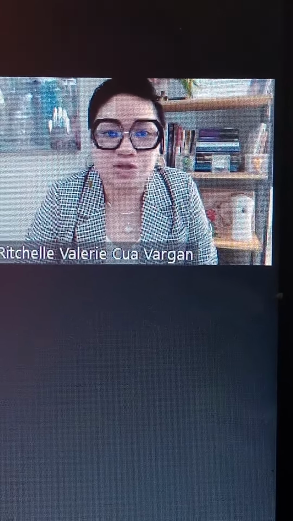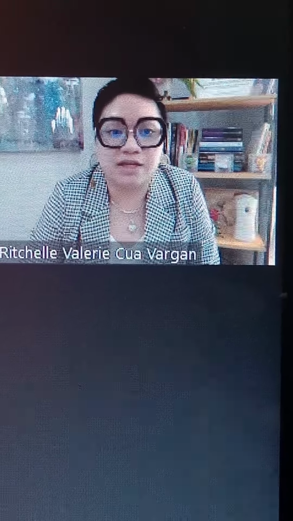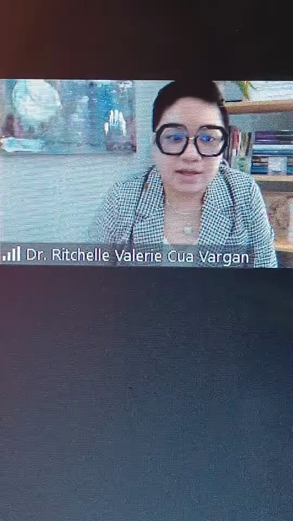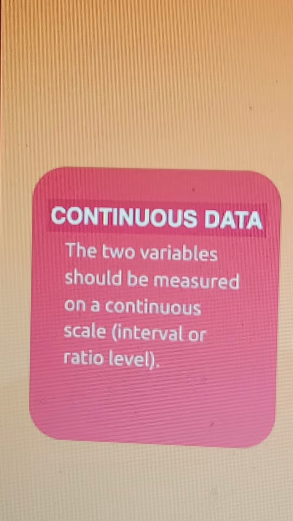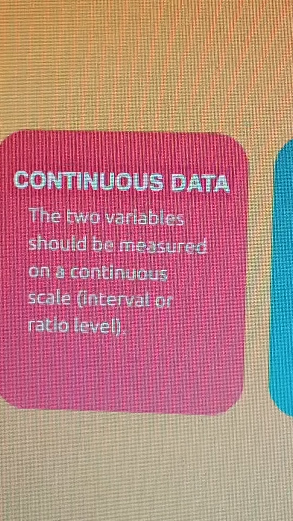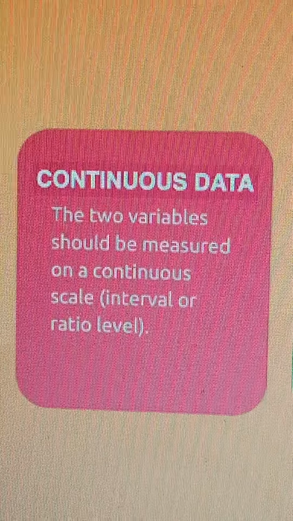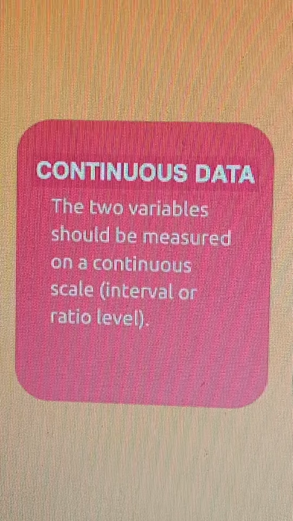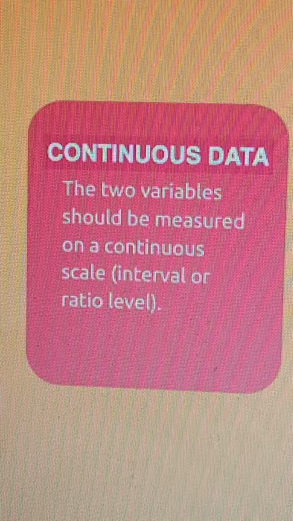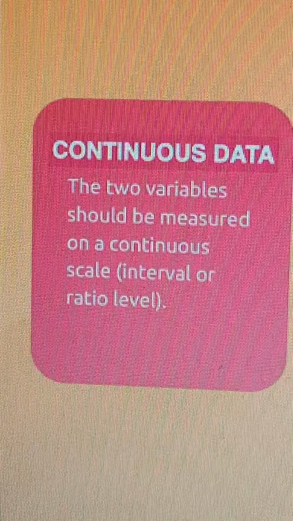Now, there are certain assumptions or requirements that we need to follow before we can use the Pearson correlation test. Okay, so these are the assumptions. The first one is continuous data. It means that the two variables that you are going to analyze should be measured on a continuous scale. Okay, remember yesterday we discussed different types of data. And in SPSS, there are three types that we can assign there: the nominal, the ordinal, and the scale data. Okay, so both variables should be scale data, continuous scale data.